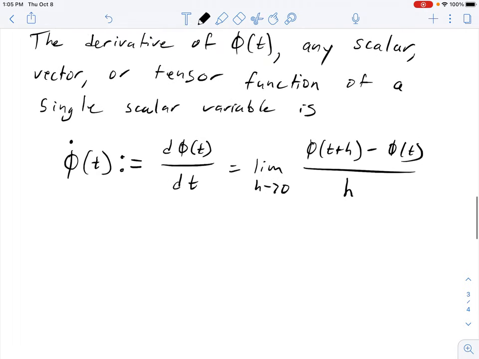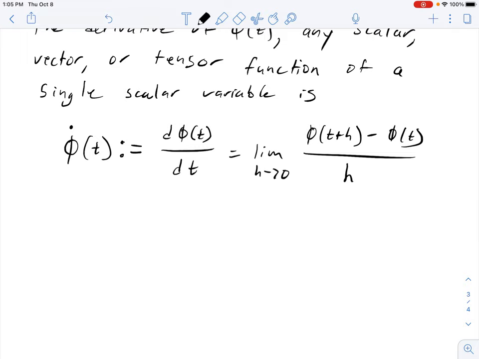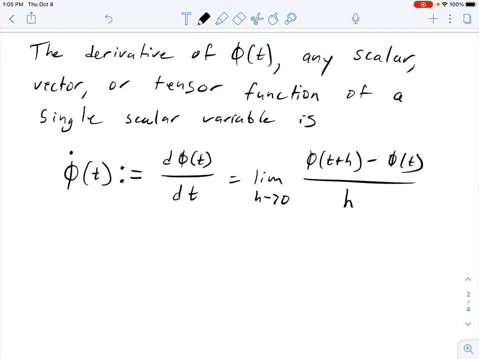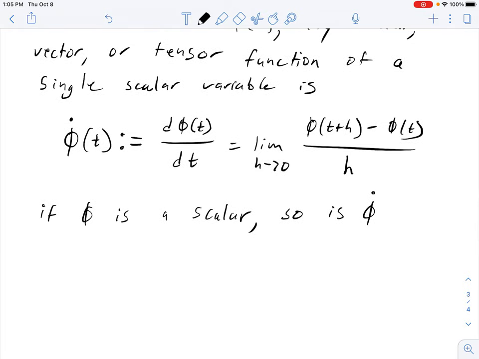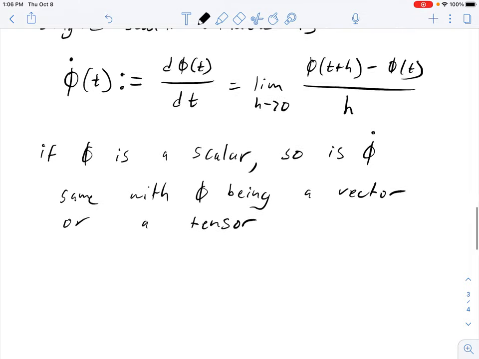All right. So one thing that the textbook talks about is the derivative of a scalar function like this. If phi is a scalar, then phi dot is a scalar. The same thing goes for if it's a vector or a tensor. But if phi is a position, then phi dot is a vector.